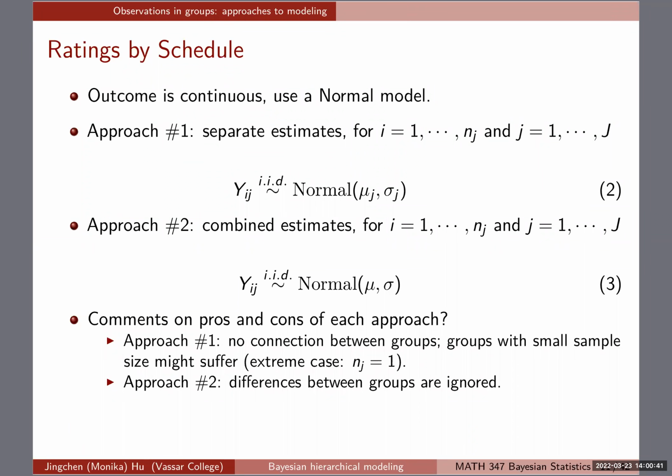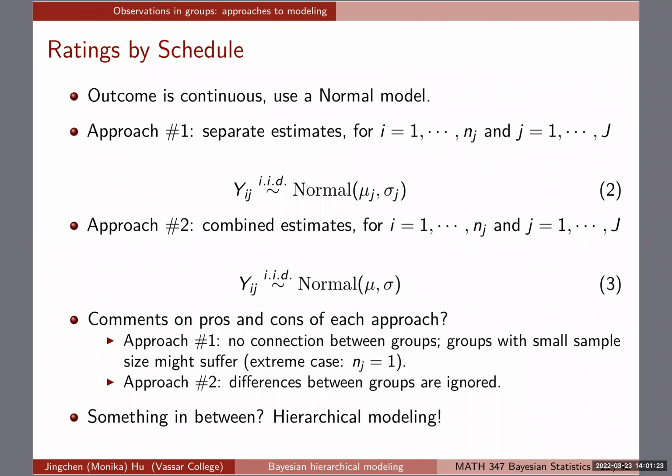Just to summarize, approach 2 ignores the differences between groups. With approach 1, let me add one extra caveat: we are having a group specific mu j and also a group specific sigma j. When that happens, we are not borrowing any information or making any connection between the groups. And just to reiterate, groups with small size might suffer from a high level of uncertainty, regardless of what kind of prior we use, but the prior can help, which we will see as well.